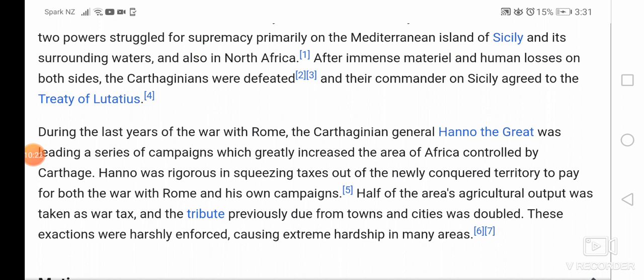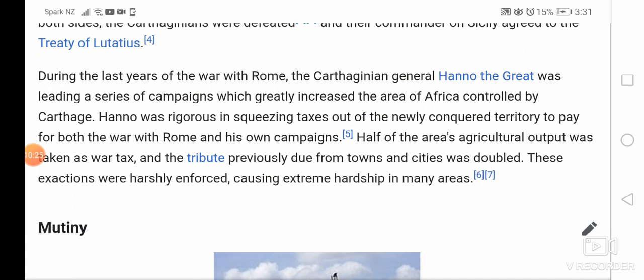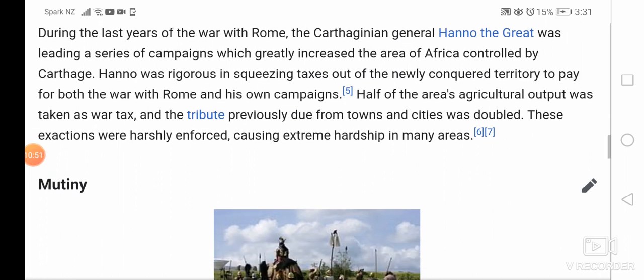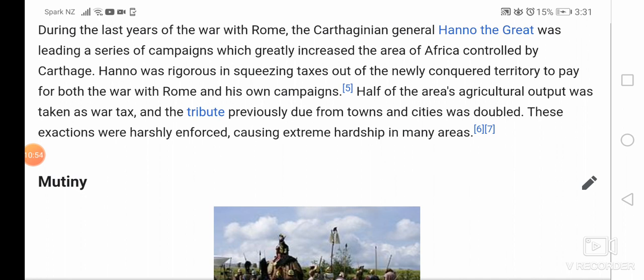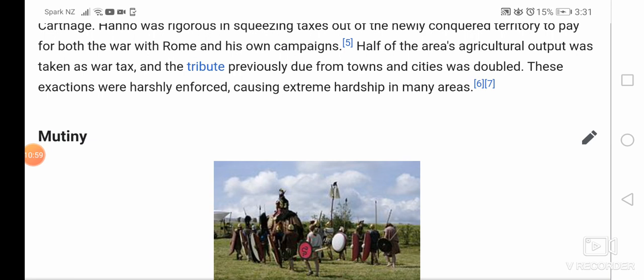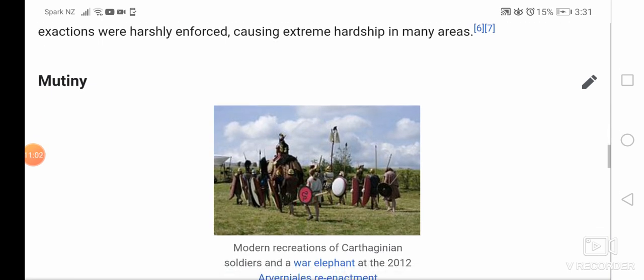During the last years of the war with Rome, the Carthaginian general Hanno the Great was leading a series of campaigns which greatly increased the area of Africa controlled by Carthage. Hanno was rigorous in squeezing taxes out of the newly conquered territory to pay for both the war with Rome and his own campaigns. Half of the area's agricultural output was taken as a war tax, and the tribute previously due from towns and cities was doubled. These exactions were harshly enforced, causing extreme hardship in many areas.